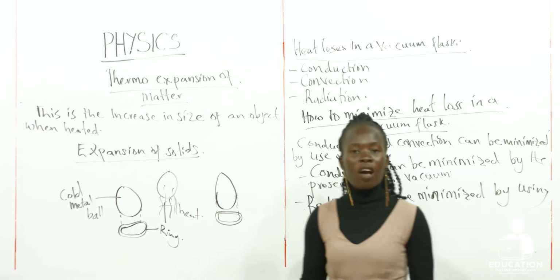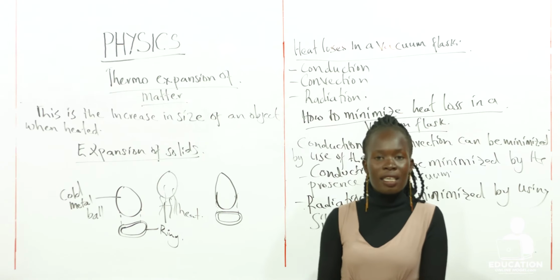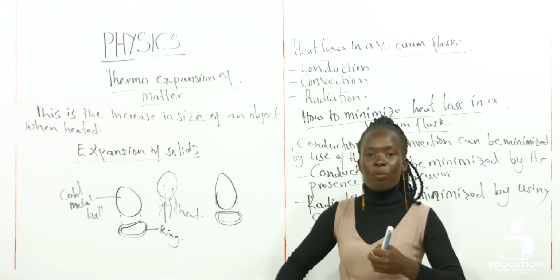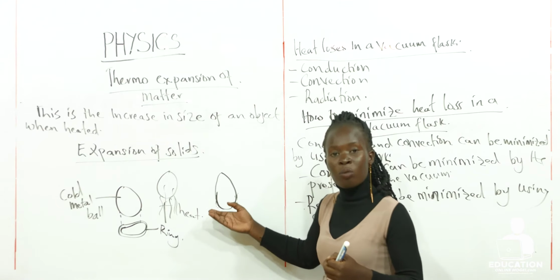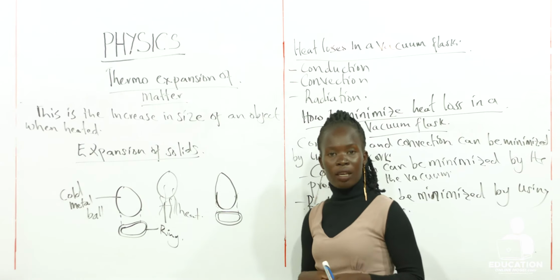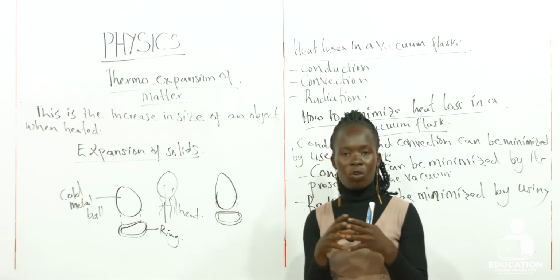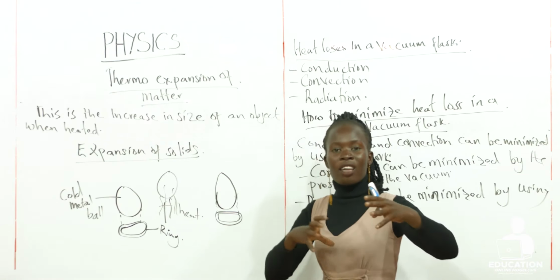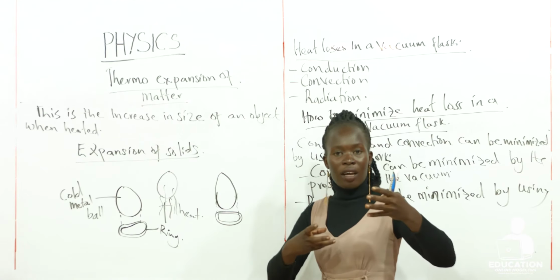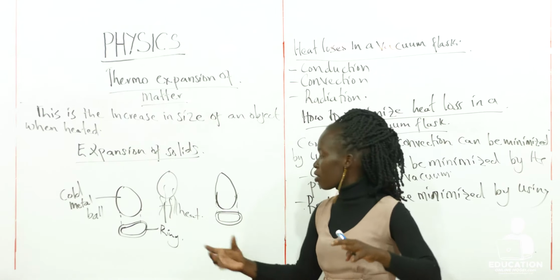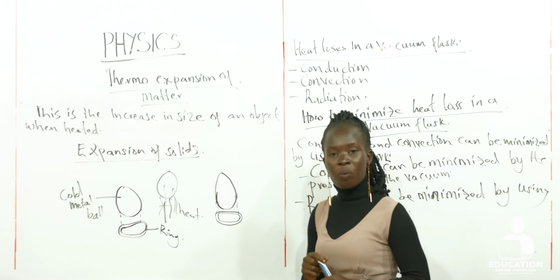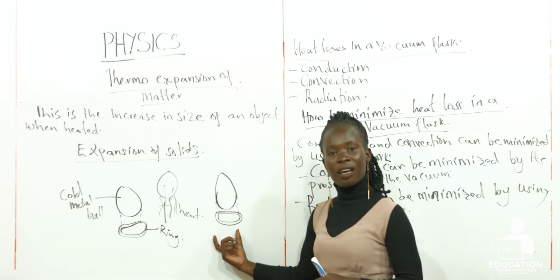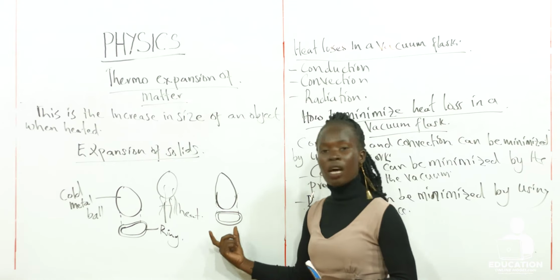Why? Because there was expansion during the heating. The bond between the electrons of these particles has been weakened. So instead of them coming together to contract, they are moving away from each other. They are trying to create space for each other, and as they create that space, the metal ball actually expands. So when you try to fit it there, it will not fit, because now they are not proportional.